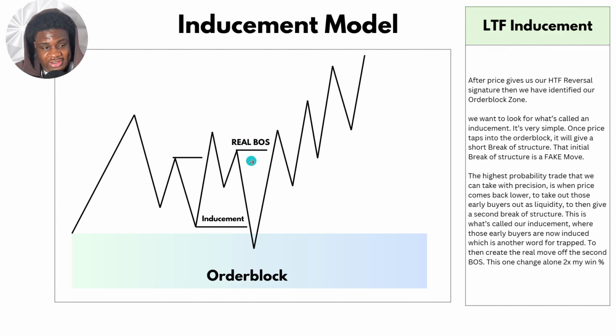So once price comes back lower and taps into that order block, it not only taps into that order block level, but it also takes out this previous low. This previous low would be referred to as a liquidity pool. So any traders who were long, right, as price came close to the order block, most likely put their stop losses back below this low. That's exactly what the market wants. They want to fake you out to think it's going to go higher, only to come back and stop punch you and then create that real move.